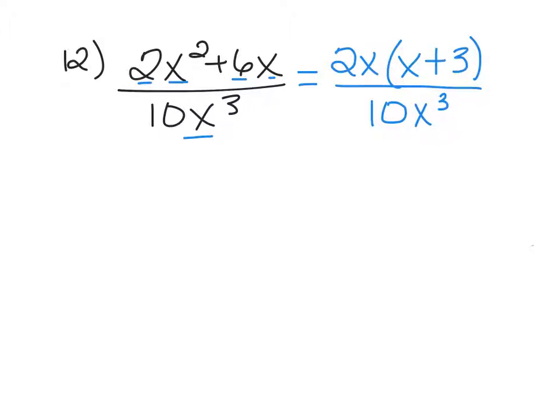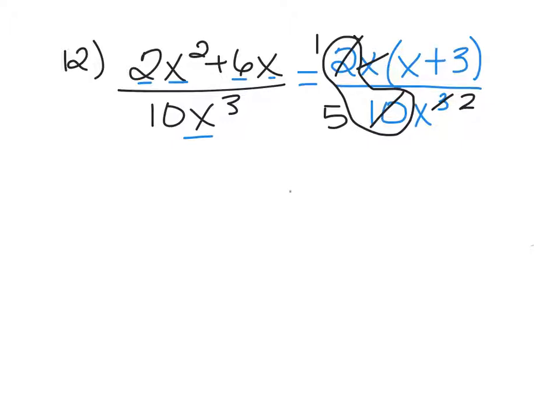2x, well actually let's look at this, the 2 and the 10. I can simplify that. 2 goes into 2 one time, and 2 goes into 10 5 times. I also can cross out one of these x's. This x right here will cancel out one of these x's. So instead of 3 x's on the bottom, now I only have 2 x's on the bottom.